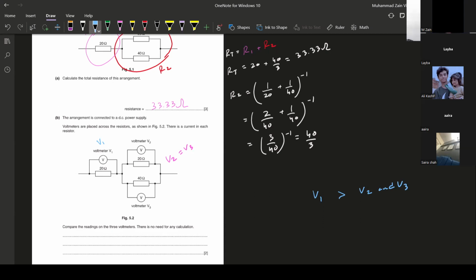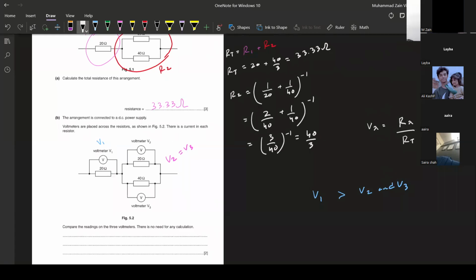Okay, so if you all can recall the formula for the potential divider. The formula for the potential divider is Vx equals Rx divided by R total times V total, where R total is the total resistance of the circuit, V total is the total potential difference across the circuit, and Vx and Rx are the potential difference and resistance of the component that we need to find out.